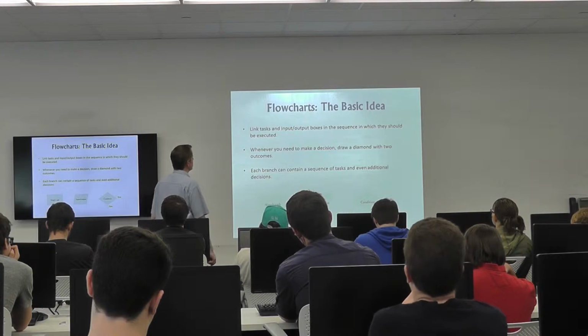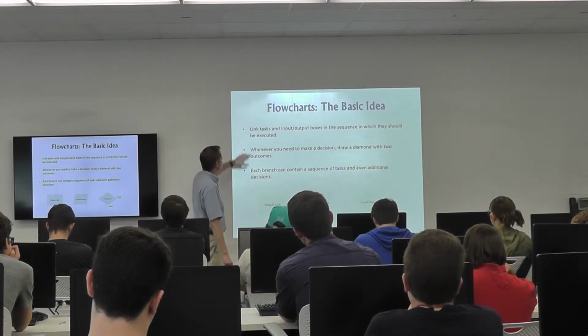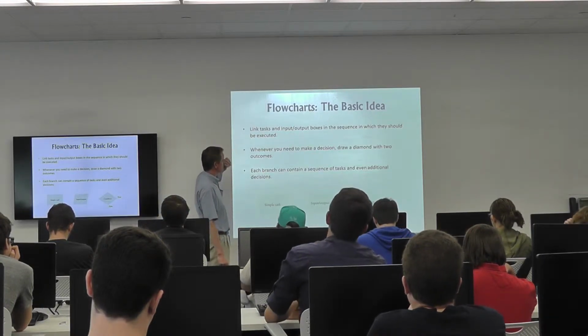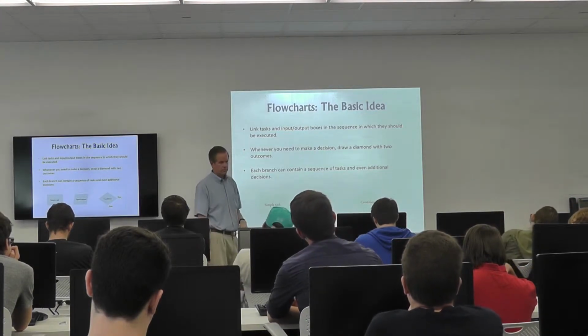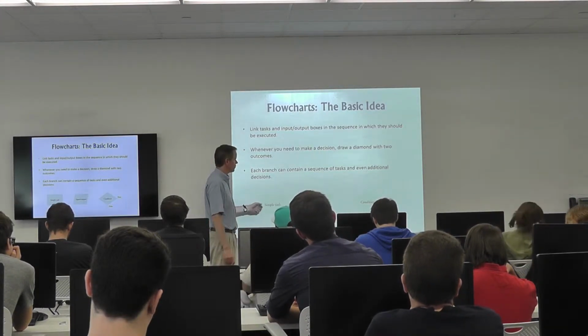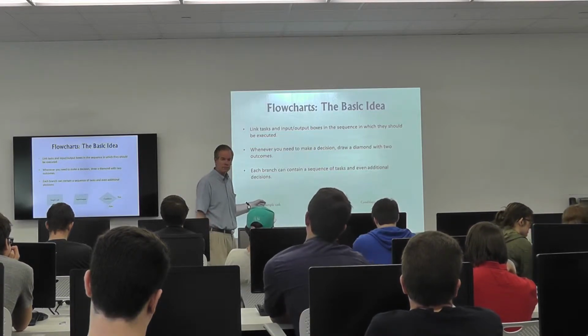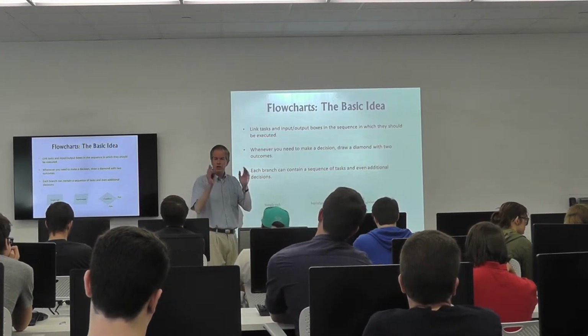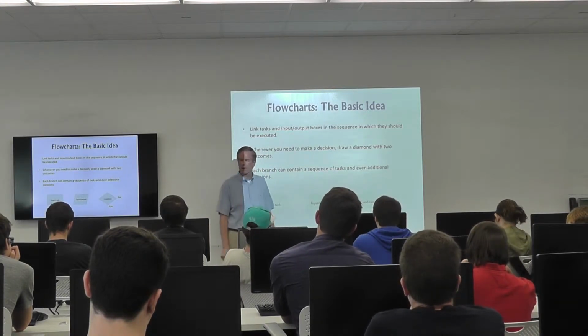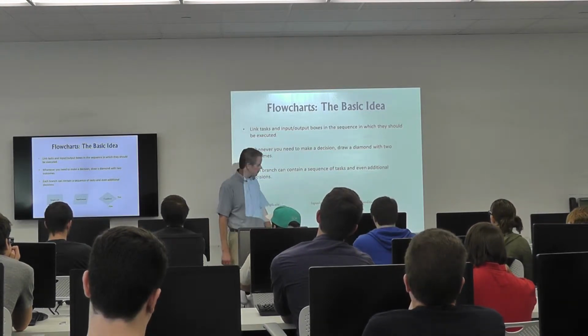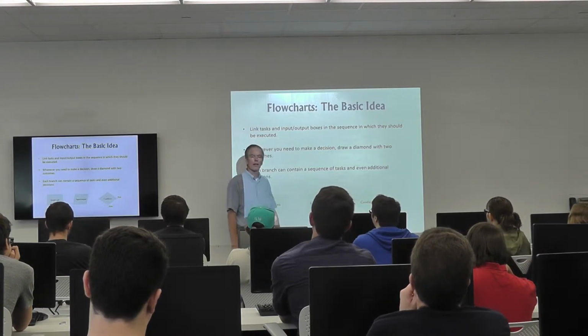The basic idea behind a flowchart is actually pretty simple. You link tasks and input-output boxes in the sequence in which they should be executed. You can have all sorts of boxes in a flowchart, but the simple three are, number one, a square. It's just a simple task. Do this. A little slanted one, I don't know what that's called. What is it, a rhombus? Is that what it is? Okay. The slanted one is input-output.